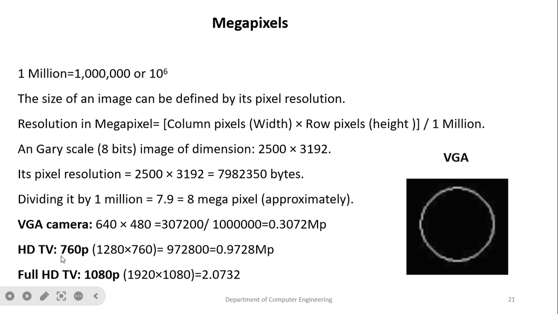When we are using an HD TV, its resolution is 1280 into 720. So HD TV starts from around 0.9 megapixels. 720p means that 1280 is the columns and 720 is the rows, so it is represented by 720p. Full HD TV is 1080p. This 1080 is the rows and this is the columns, because the monitor is always wider, that is, the number of columns is more. So the resolution of full HD starts from 2.2 megapixels.